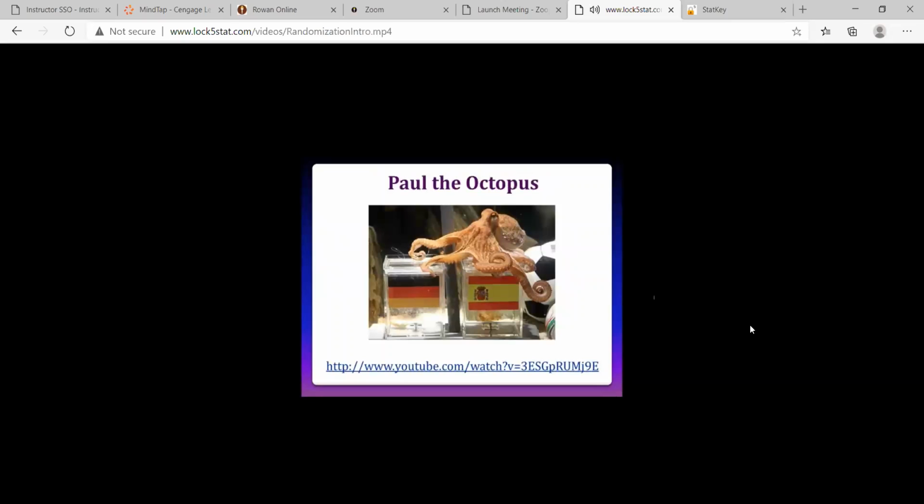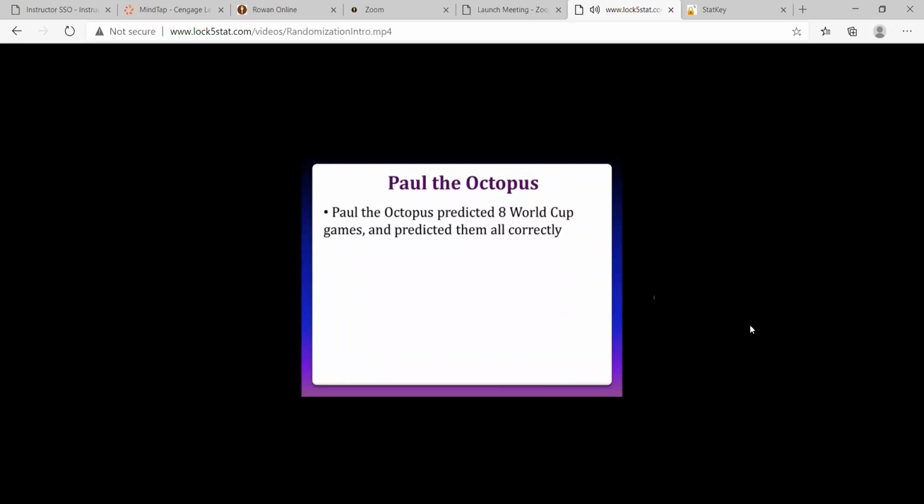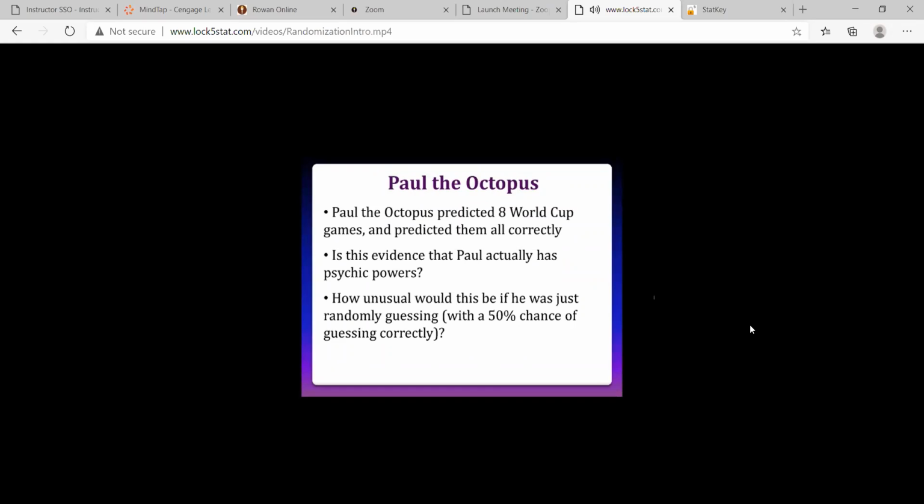So the first example is Paul the Octopus, and I gave you a YouTube link if you want to watch it later. But to summarize, Paul the Octopus predicted 8 World Cup games and predicted them all correctly. So a big question in everyone's mind, is this evidence that Paul actually has psychic powers? So maybe we can't quite get at that question, but we can answer the question of how unusual this would be if he was just randomly guessing, with just a 50% chance of guessing correctly.